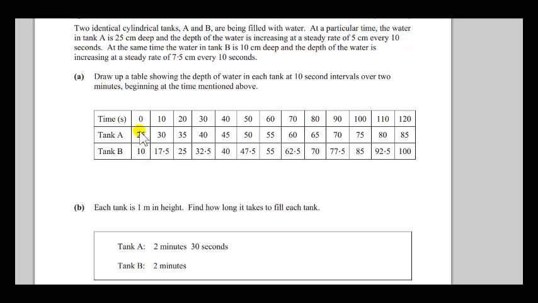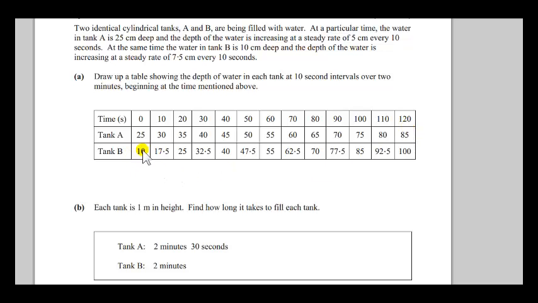Tank A has an initial height or depth of 25 centimeters, as we know. And every 10 seconds that depth increases by 5 centimeters. So we just add 5 on repeatedly until we get to a final value of 85 centimeters at 2 minutes or 120 seconds.